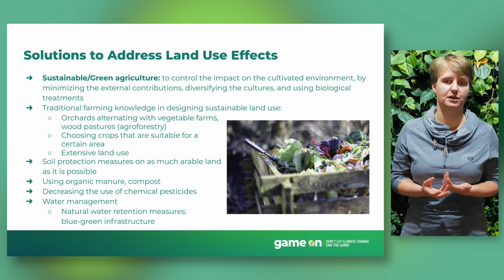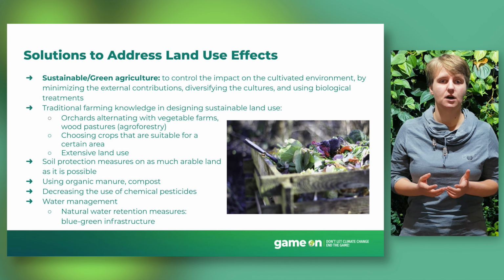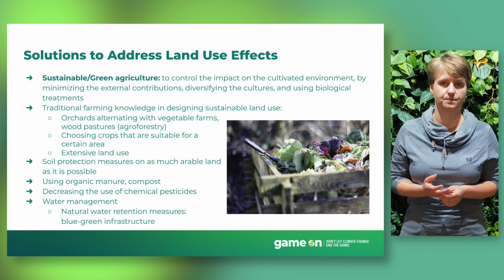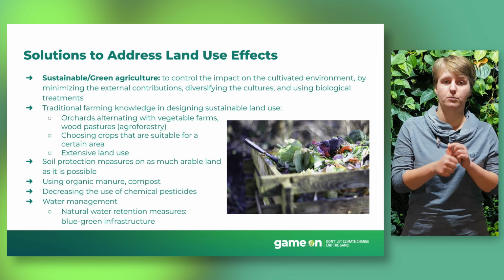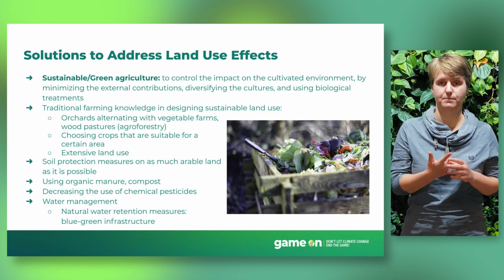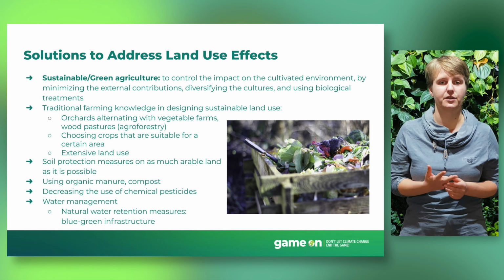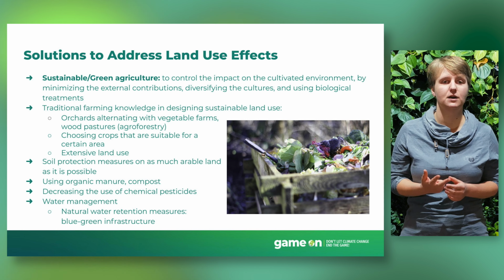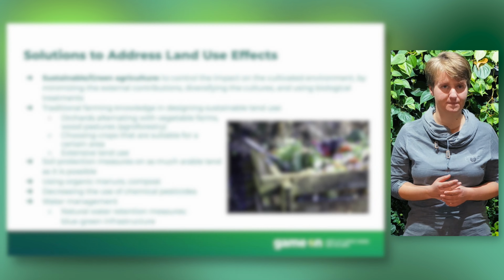Moreover, sustainable agriculture comes with soil protection measures on as much arable land as possible. It also comprises the use of organic manure or compost, decreases the use of chemical pesticides, and invites us to think on water management, a topic we will tackle in the next lesson.